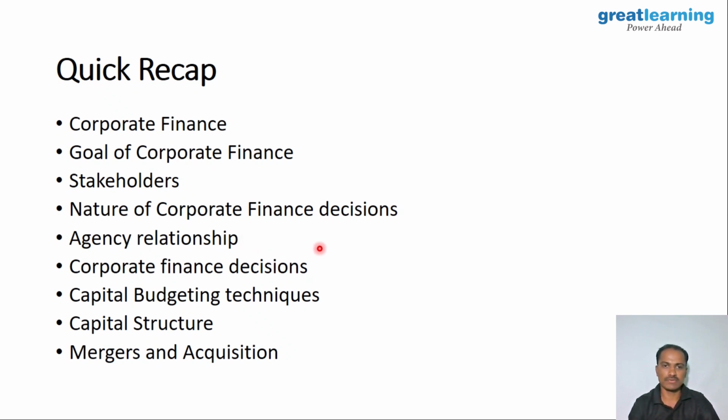Corporate finance decisions. We have discussed the corporate finance decisions. They are broadly classified into three categories: investment decisions, financing decisions, and dividend decisions. And we have also discussed the capital budgeting techniques, which are part of investment decisions. We have discussed the four important capital budgeting techniques: the payback period, net present value, internal rate of return, and also the break-even point.